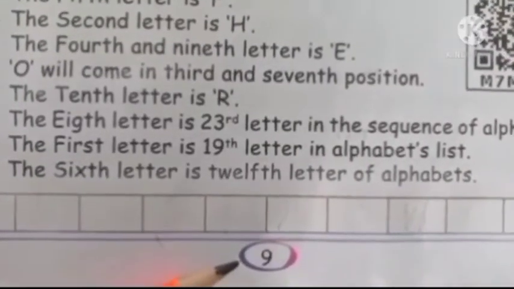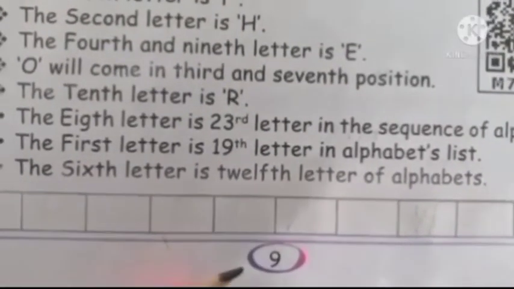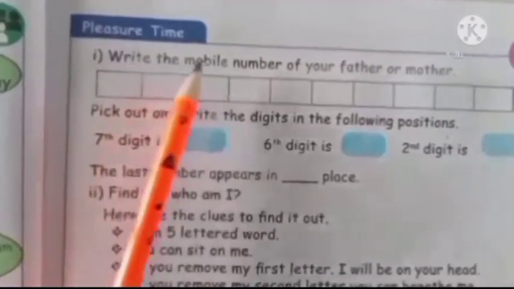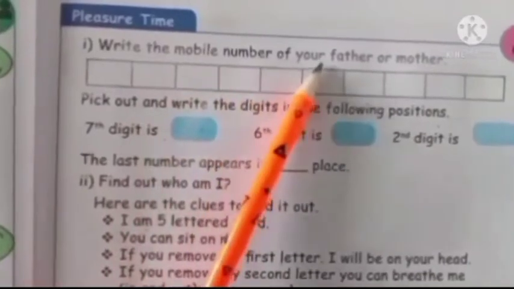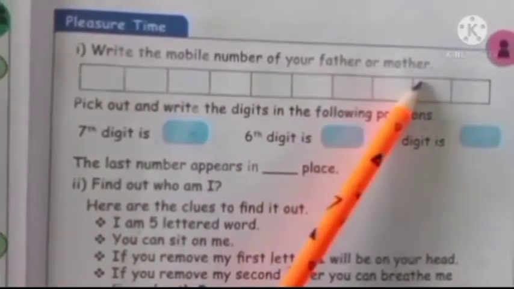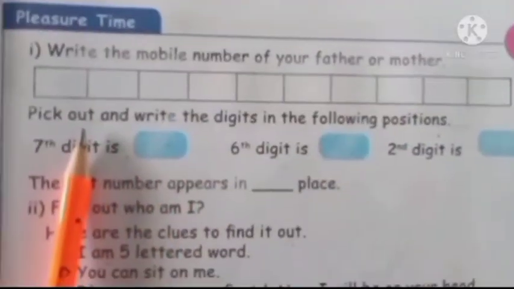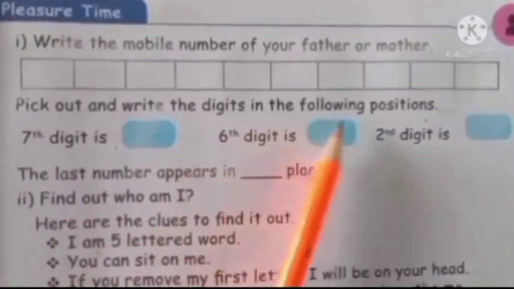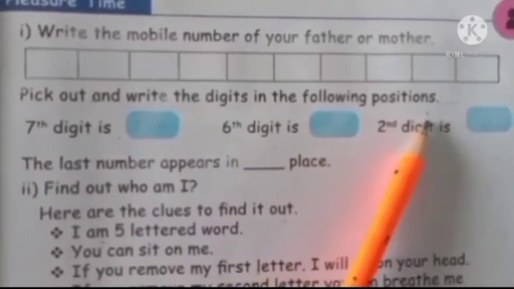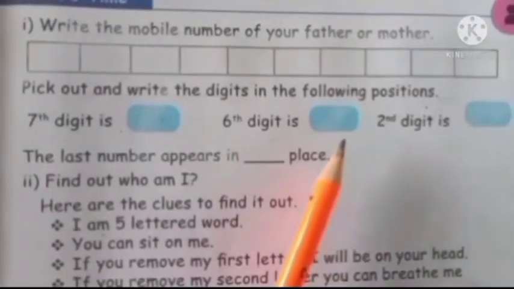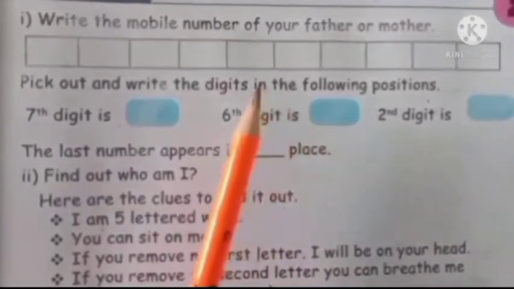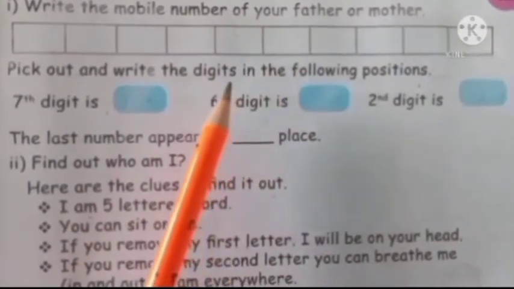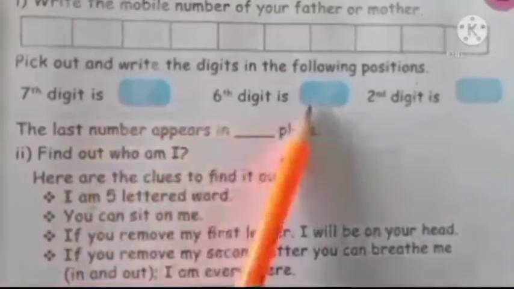Children, let us turn to page number 9. First one, write the mobile number of your father or mother. Pick out and write the digits in the following positions. Children, you have to write the mobile number of your father or mother. Then you have to write the digits in the following positions.